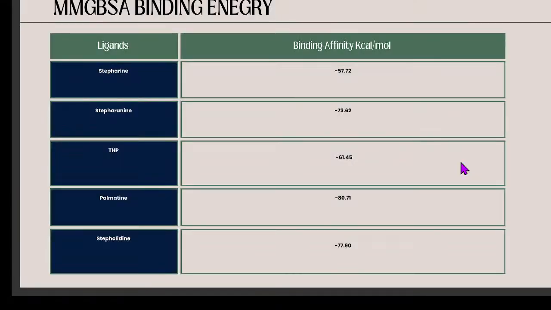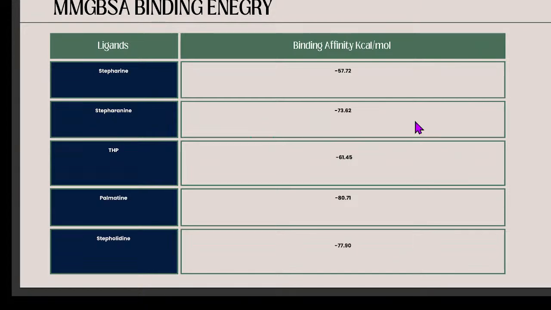So now let's talk about MM-GBSA binding energy. We calculate the minimum binding energy after the simulation as well. Before the simulation we do it through molecular docking, we calculate the binding energy, or you can say binding score, and after molecular dynamic simulation we just need to calculate the binding energy as well, to see whether it has been bound with the same kind of efficiency or not.